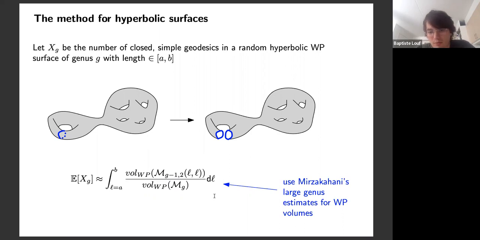And to make it work, you need Mirzakhani's estimates for the Weil-Petersson volumes in large genus. So that's where the hard part of the proof is hidden, actually. The rest is pretty standard. So that's for the hyperbolic surfaces. So that was just for how you get the expectation.